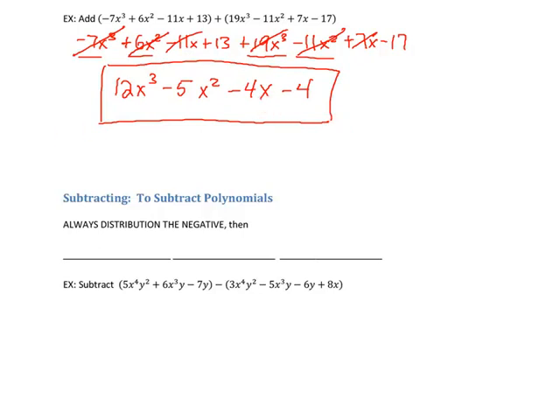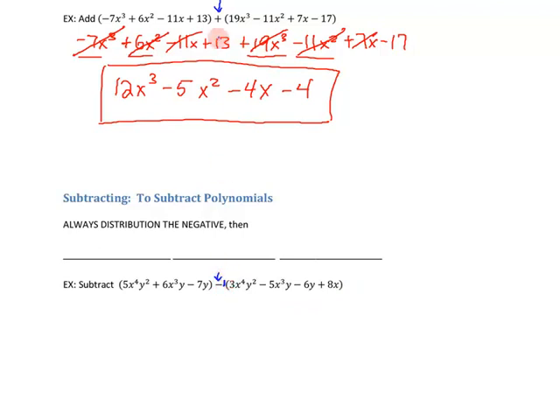Alright, so we've added. Let's subtract. Now what's the difference between addition and subtraction? It's just this sign right there is now negative, right? The only difference now is the middle sign is a minus sign. Now what you got to note here is this minus is subtracting the whole polynomial. So this is like a minus 1 sitting in front here.